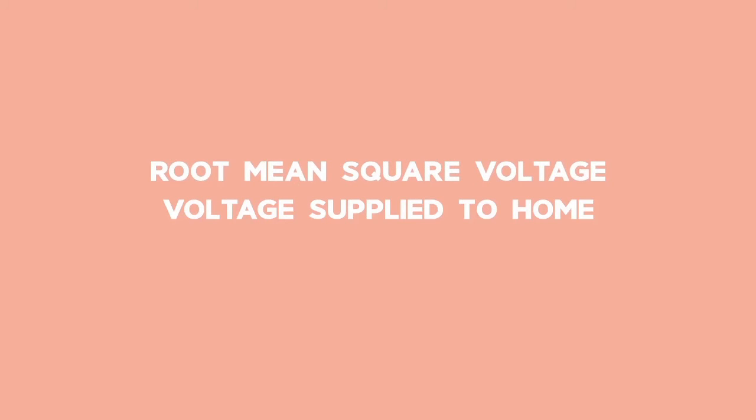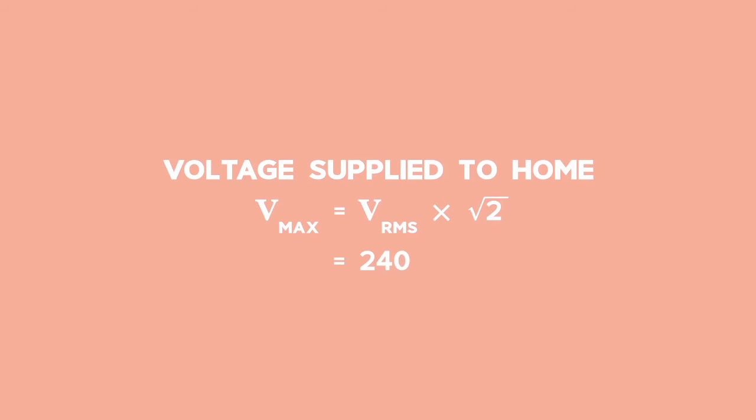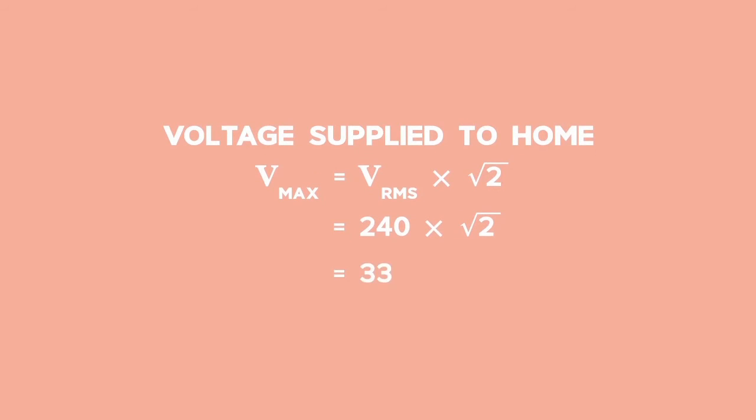So, when we say that the voltage supplied to our homes is 240 volts, we are talking about root mean square voltage. Manipulating the formula to solve for the maximum voltage, we say V RMS multiplied by the square root of 2 is equal to 240 volts times root 2, giving a true maximum voltage of 330.4 volts.